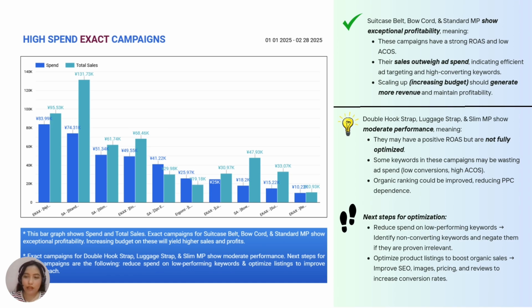Now, Suitcase Belt, Bowcord, and Standard MP demonstrate strong profitability with high ROAS and low ACoS, which makes them ideal candidates for budget scaling to drive more revenue. In contrast, there's Double Hook Strap, Luggage Strap, and Slim MP, which show moderate performance with some inefficiencies in keyword targeting and PPC dependence. Now, optimizing these campaigns requires reducing spend on low-performing keywords and improving organic rankings through better SEO, better images, pricing, and reviews. These adjustments will enhance conversion rates and reduce reliance on paid ads for sustainable growth.